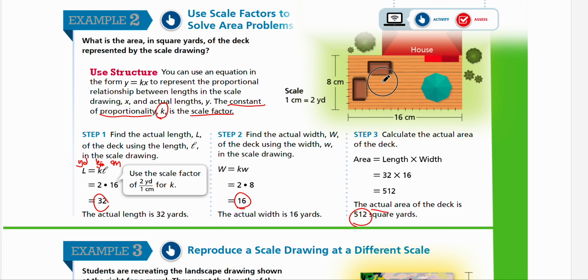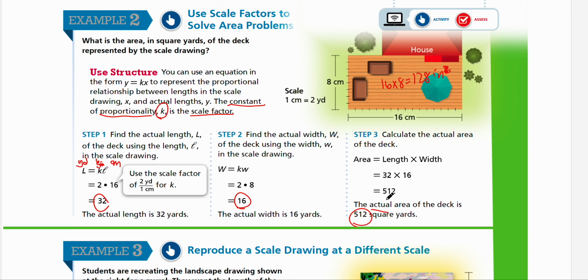The model will be a different one, right? 16 times 8 would be 128. So the area of the model would be 128 square inches. But the actual area of the deck would be 512 square yards.